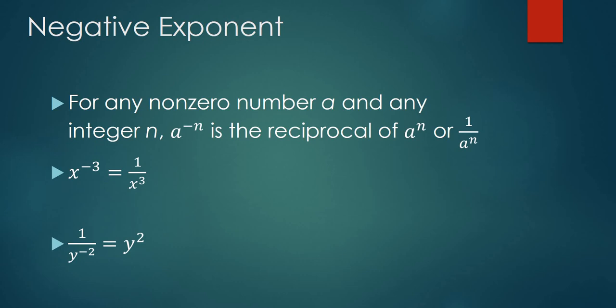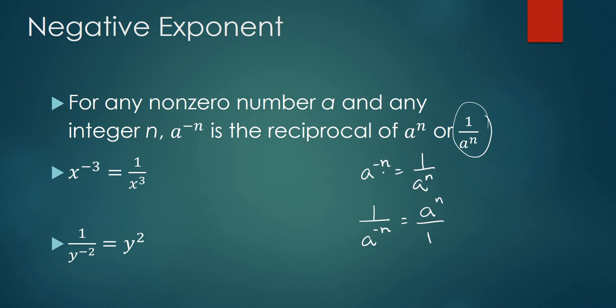Okay, the last rule we're going to look at today is negative exponents. For any non-zero number a and any integer n, a to the negative n is the reciprocal of a to the positive n, or in other words, 1 over a to the n. So in simplest terms, a to the negative n equals 1 over a to the n. Since this can also work in reverse, 1 over a to the negative n equals a to the positive n.